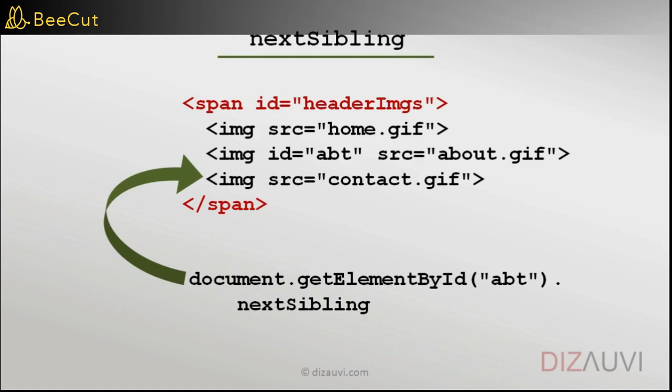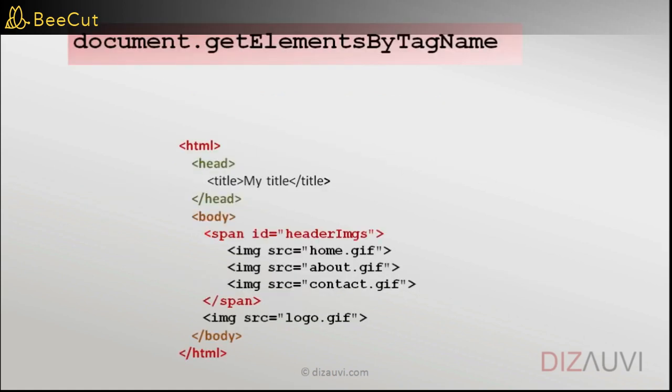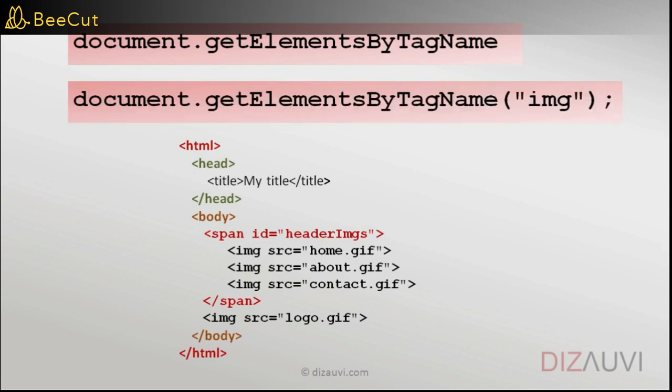We can also get all the HTML elements by tag name. For example, if we want to get all the image elements, we can say getElementsByTagName and pass the tag name as argument. This will give us an array-like object with all image elements in order of appearance in the DOM tree, which we can access using numeric indices.